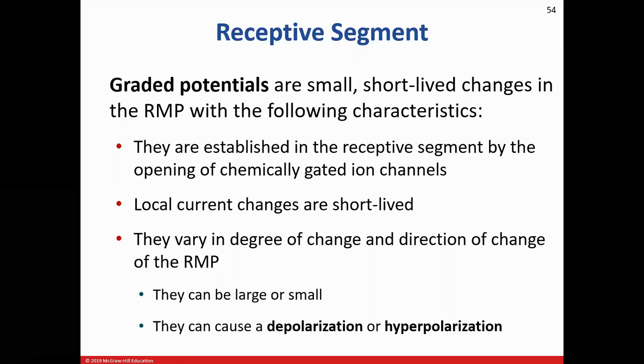With a depolarization, we're moving from a minus 70 RMP, and we're coming closer to threshold. So we can move to minus 65 millivolts or minus 60 or minus 55 millivolts as we come closer to that threshold stimulus. A hyperpolarization moves us farther away from the threshold. At minus 70, we're at the RMP. With a hyperpolarization, we're moving to minus 75 or minus 80. That is the difference between depolarization and hyperpolarization.